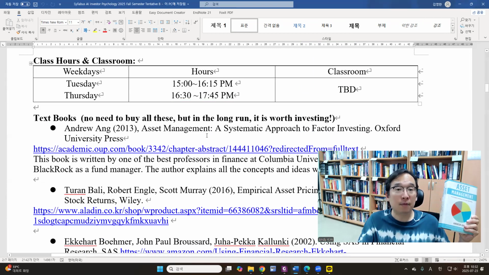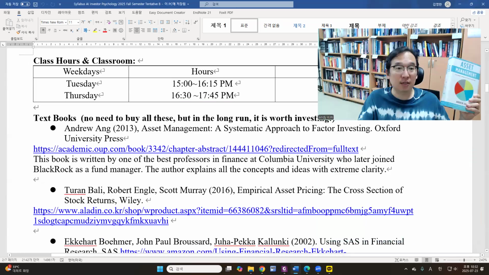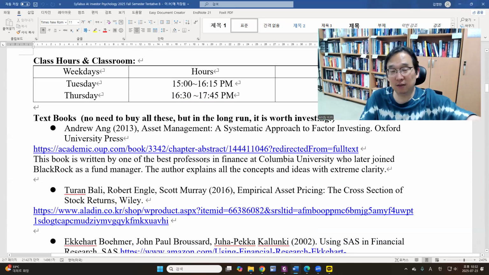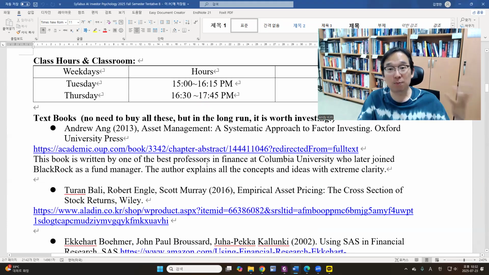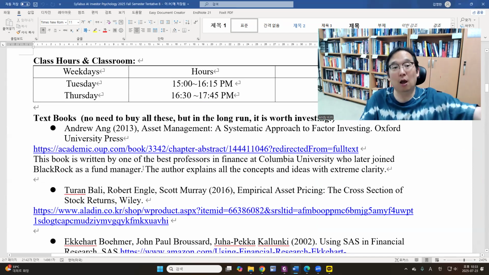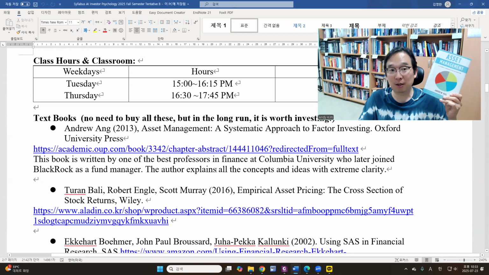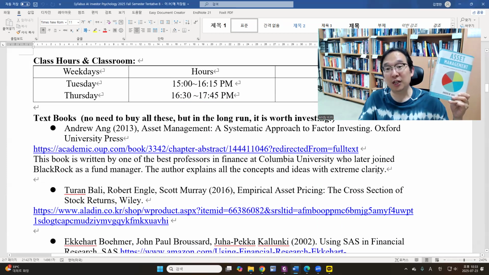And he is one of the best professors in finance of the whole world. He used to teach in Columbia, and then he was poached by BlackRock, the biggest asset manager of the whole world. And then ESG investment and that kind of things. He masterminded over there. Another great thing about this book is that he's a clear communicator. He expresses and describes and explains the key concepts of finance with extreme clarity.